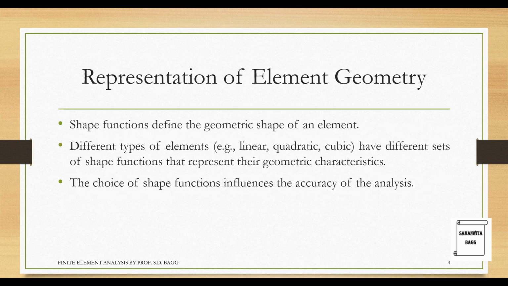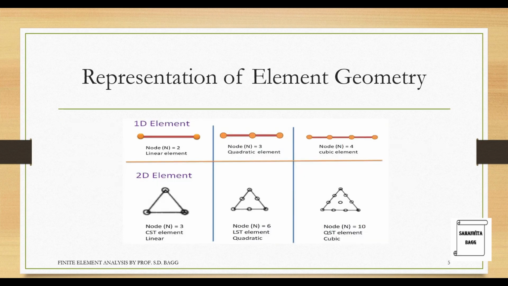Representation of element geometry. Shape functions define the geometric shape of an element. Different types of elements, for example linear, quadratic, cubic, have different sets of shape functions that represent their geometric characteristics. The choice of shape functions influences the accuracy of the analysis. I'll show you some 1D and 2D linear, quadratic, and cubic elements.